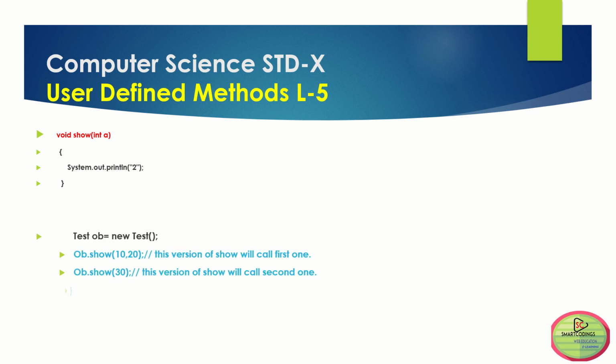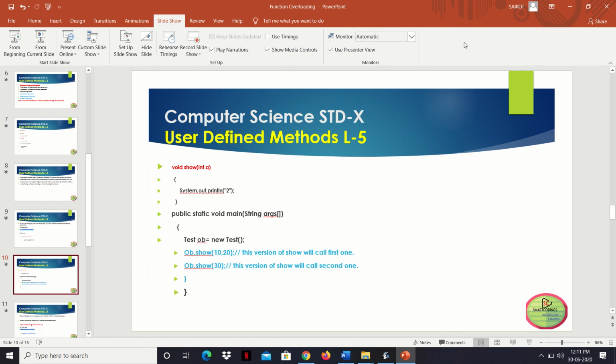Okay. So this version of show will call the first one, and this version of show will call the second one. So it will print what? 10, 20 and 30. Okay. So I hope it is clear. Let us go back to the editor first.